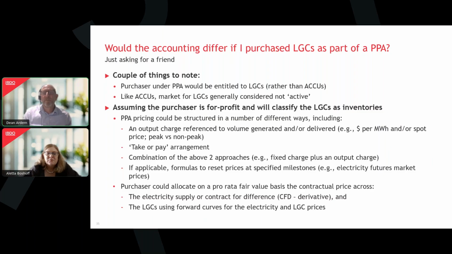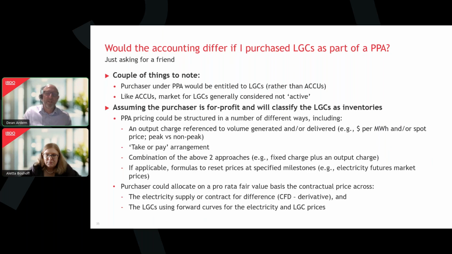So what we often do see with entities that enter into PPAs is that there's often a part of the PPA where, if an entity enters into an arrangement with another party to generate electricity, and they buy quite a lot, if not all, of the electricity generated by the producer, they'll often be in an arrangement where they'll acquire the LGCs as well. Now, they won't be ACCUs because obviously ACCUs are only to do with carbon capture. LGCs are generally the ones that are created as a consequence of renewable energy generation.